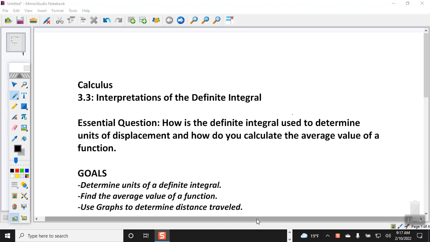A lot of application stuff. I think somebody had asked me one day, what units do I put with this? And we're going to start to make sure that we're good with that. So, how we determine what units go in there.